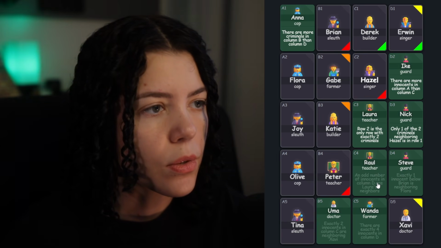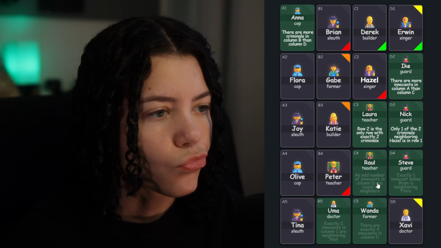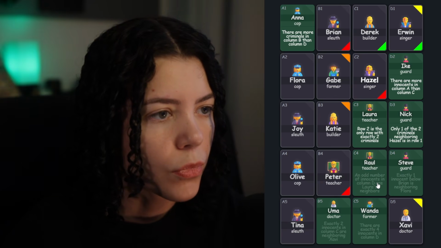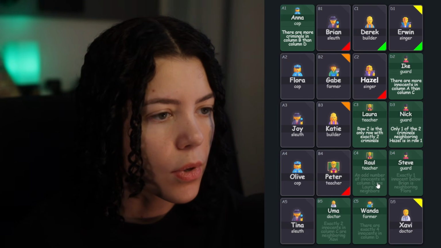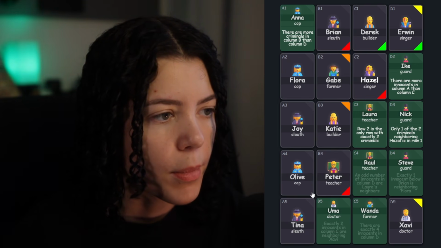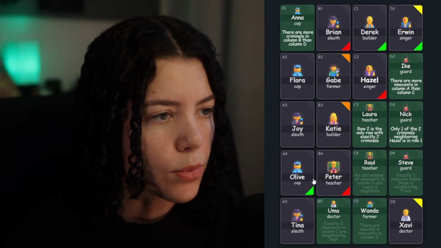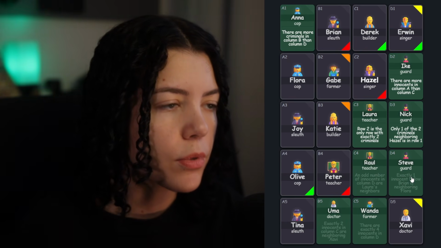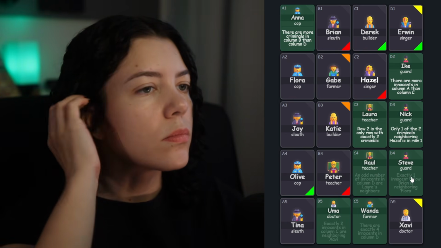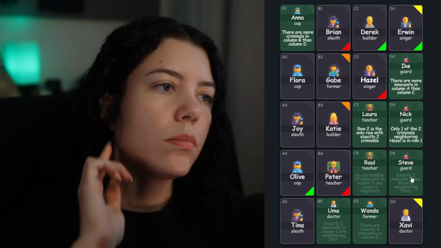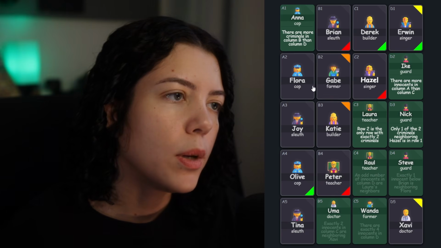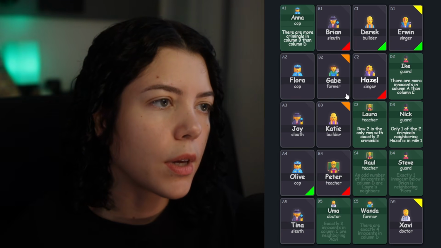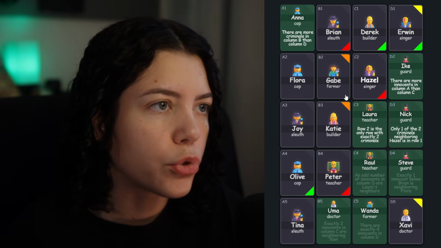And since we know row 2 is the only row with exactly 2 criminals, that will make Olive an innocent, because row 4 couldn't have 2 criminals. We would know that either Flora or Gabe would have to be the second criminal for row 2.